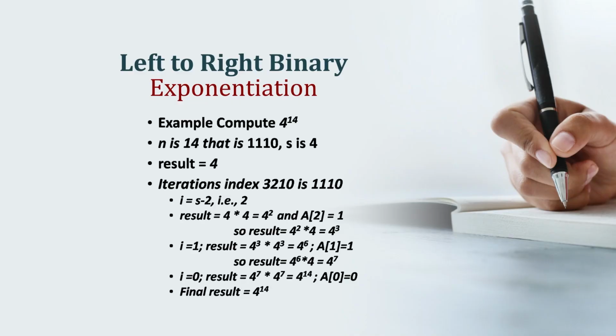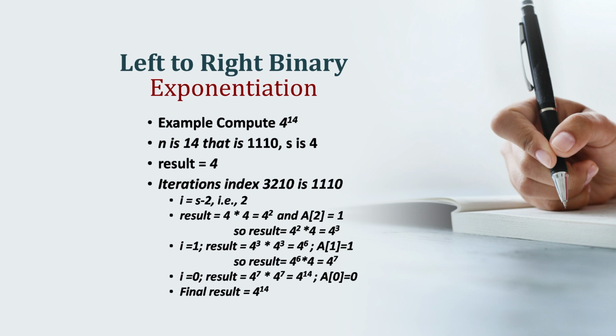So how we are starting with, the value of n is 14, so it is 1, 1, 1, 0. That means A0 is 0, and A1 till A3 is 1. Then we are starting with result equals 4, right? That is the value of A. Now iteration indexes are 0, 1, 2, 3, and that's what is represented. So when we say i is equal to s minus 2, in this particular case s is 4, so it becomes 2, right?